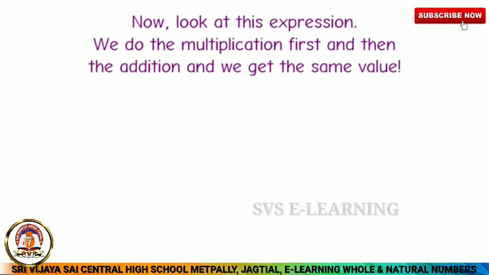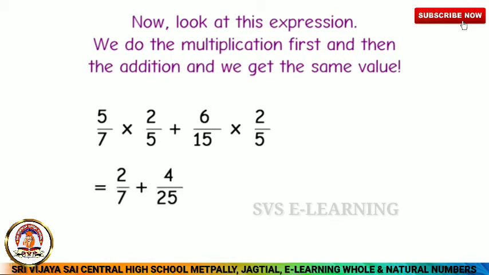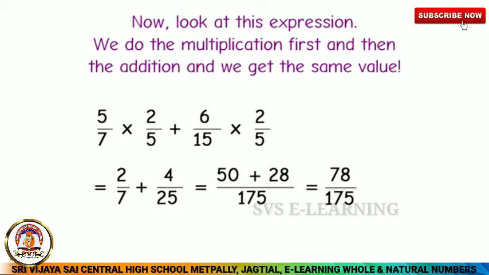Now, look at this expression. We do the multiplication first and then the addition, and we get the same value. 5 upon 7 multiplied by 2 upon 5 plus 6 upon 15 multiplied by 2 upon 5 is equal to 2 upon 7 plus 4 upon 25 is equal to 50 plus 28 upon 175 is equal to 78 upon 175.